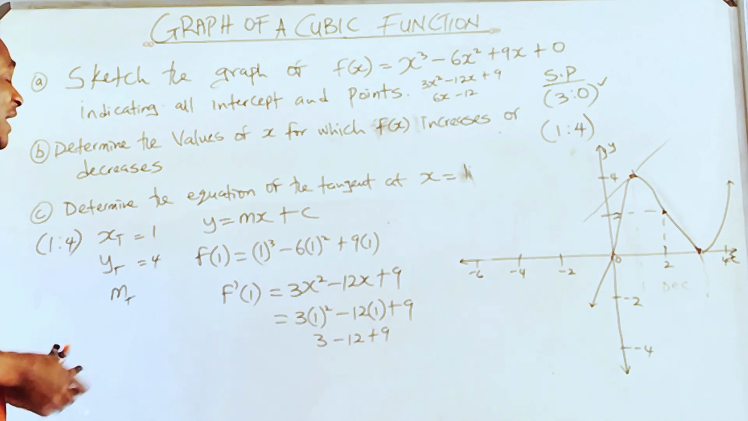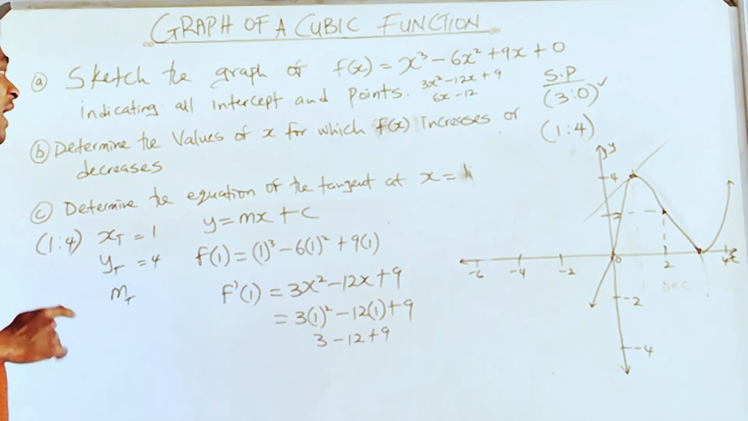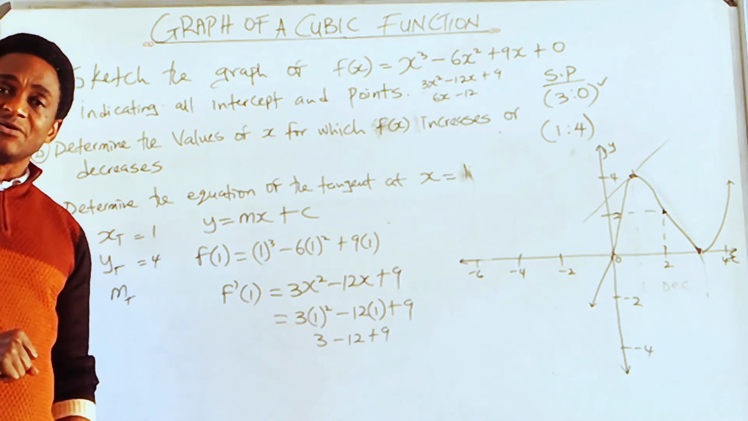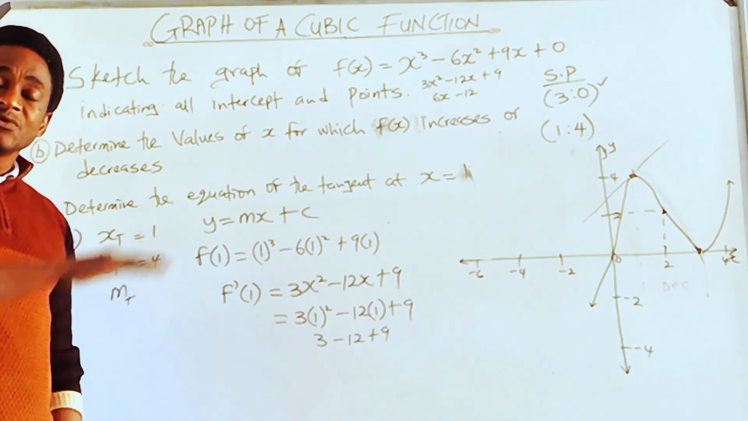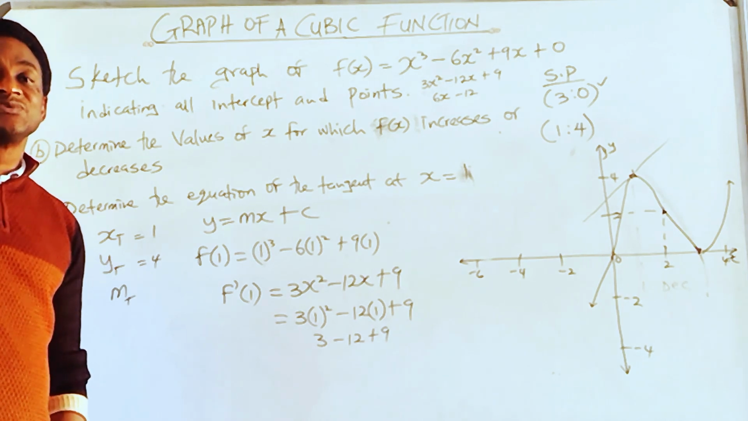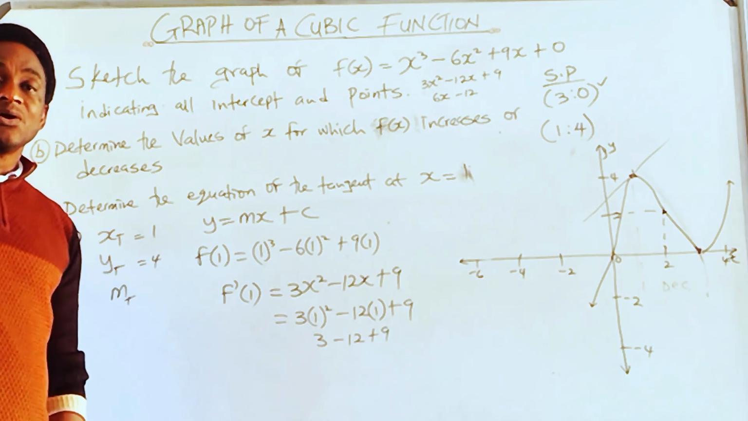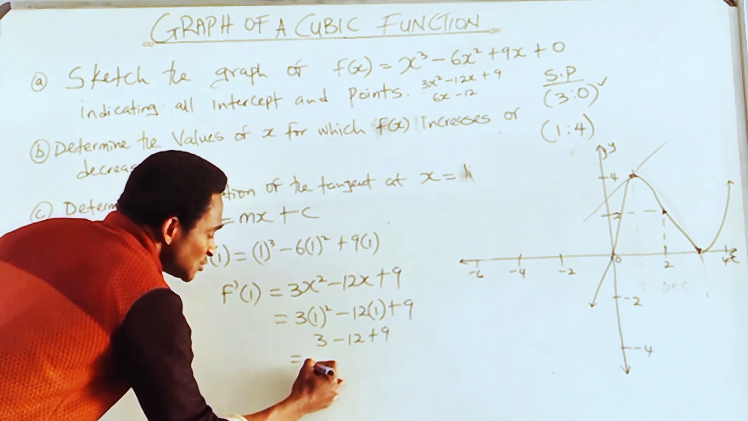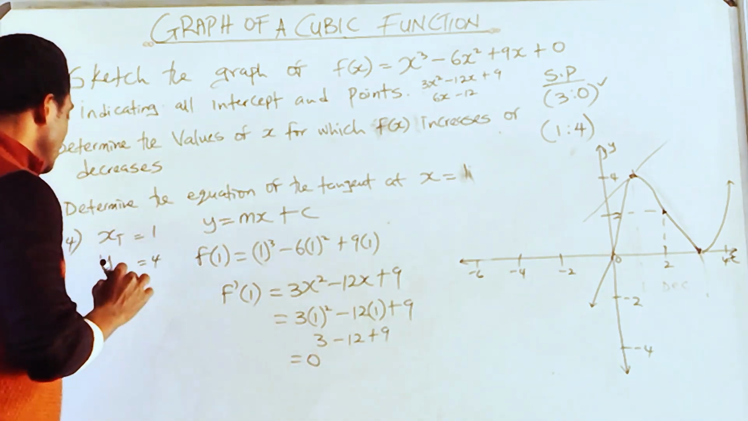What does that mean? That was why initially I wanted to change this, because we have a 0. The gradient is 0. And if the gradient is 0, what does that mean for the graph? Remember, it means we are going to have a horizontal graph. We are going to have a horizontal graph if the gradient is 0.